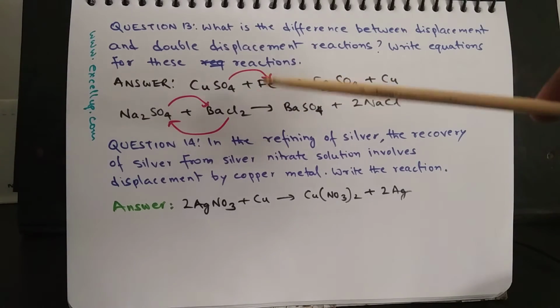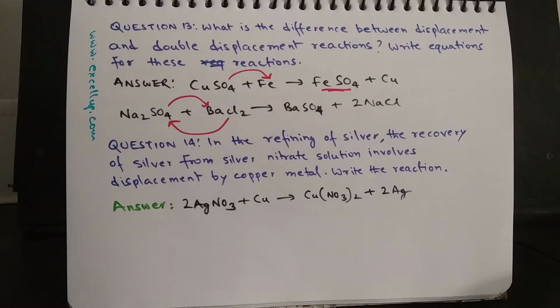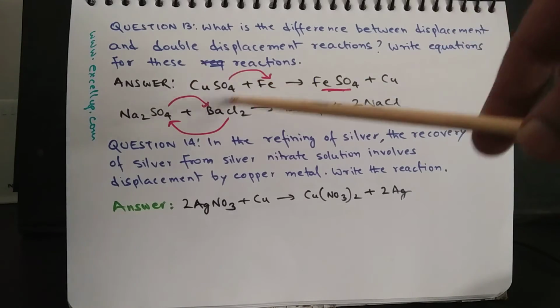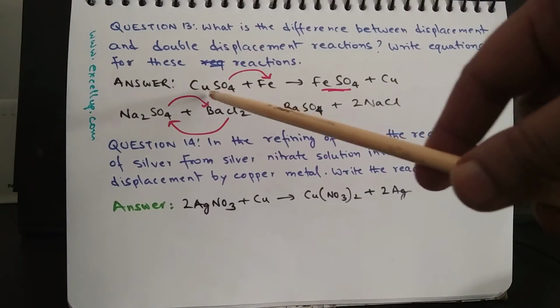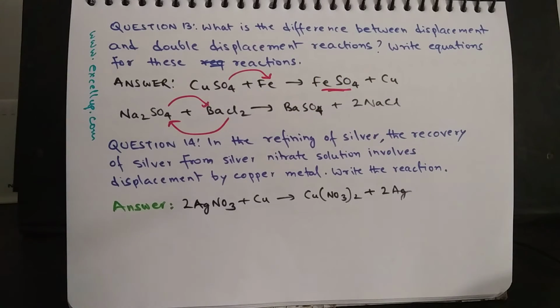So when iron nails are kept in copper sulfate solution, what happens? The blue color of copper sulfate fades away and is replaced by the light green color of iron sulfate. In this case, iron is displacing copper from the salt copper sulfate, and it is making ferrous sulfate. So the equation is CuSO4 plus Fe is equal to FeSO4 plus Cu.